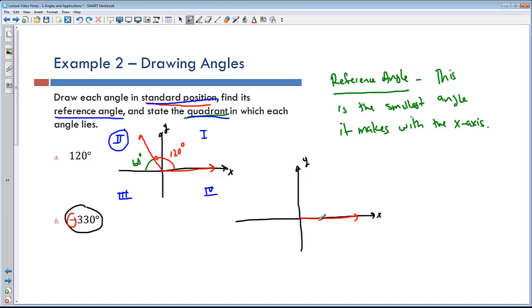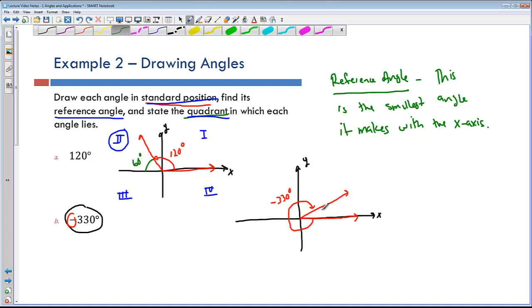So the idea is you go basically negative 90, negative 180, negative 270, and then 60 more. So you're right here, basically. And so then we draw this like this. And so that's negative 330 degrees. We can draw the reference angle. Again, it's the smallest angle it makes with the x-axis. So it's right here. So it's negative 330. So to get down here, you just go an extra 30 degrees. That'll give you the 360. So the reference angle is 30.